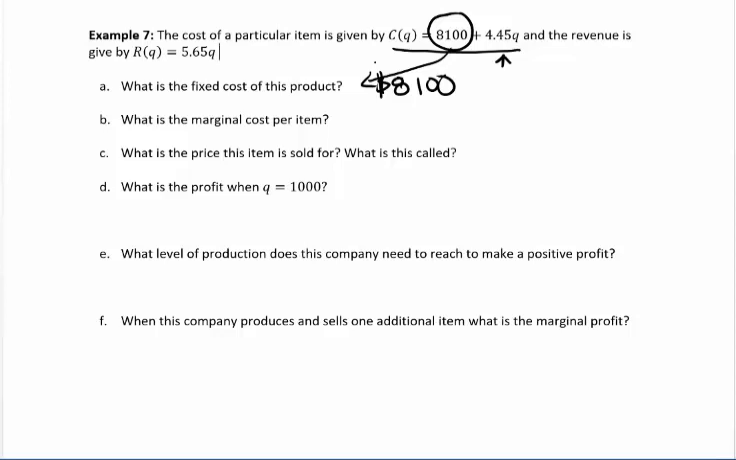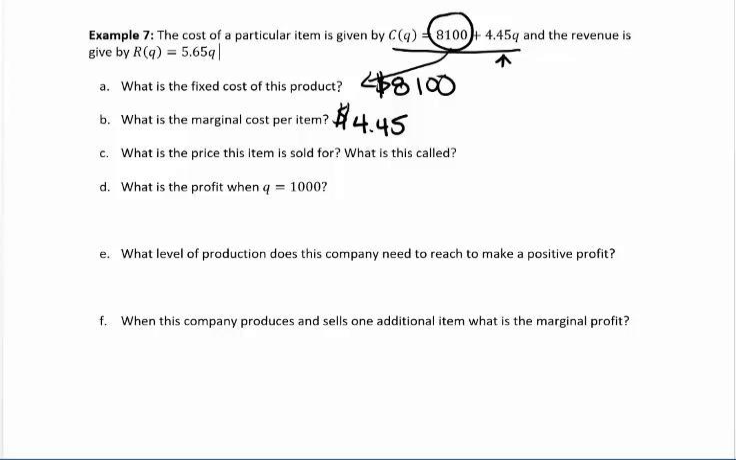Part B says, what is the marginal cost per item? So remember, the marginal cost is the cost if we were to produce one more item. How much more would it cost us? And we said when that's linear, that's represented by the slope. So here, my marginal cost, also known as variable cost, is $4.45. So again, it's the slope, it's the number associated with Q. It's also called the variable cost, but we can also talk about it as what's on the margins.